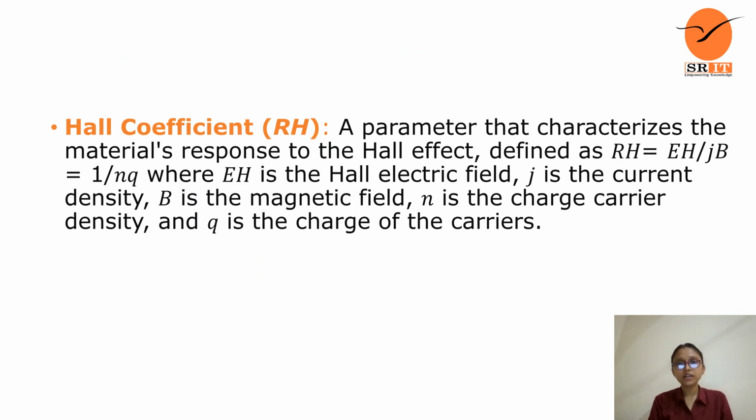Now the Hall coefficient, denoted by RH, is a parameter that characterizes the material's response to the Hall effect, defined as RH equals EH upon JB, which equals 1 upon nq, where EH is the Hall electric field, J is the current density, B is the magnetic field, and n is the charge carrier density, while q is the charge of the carriers.